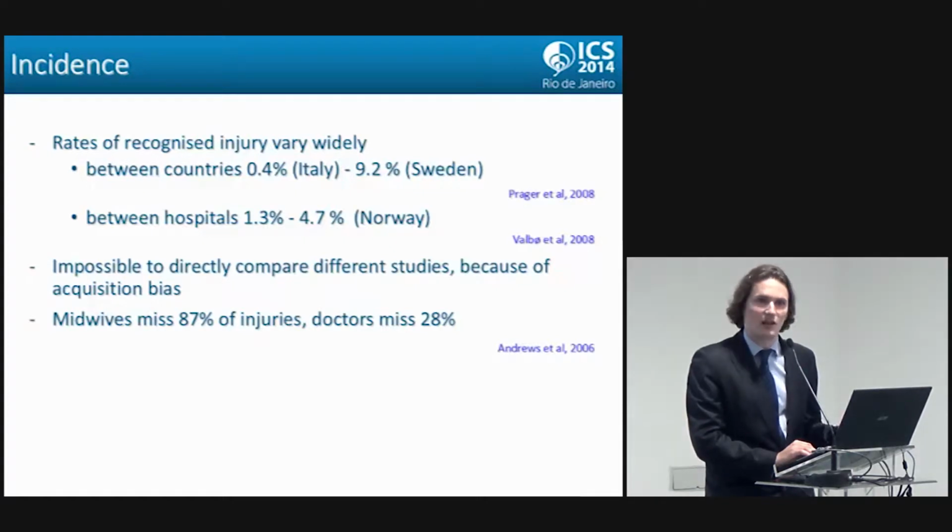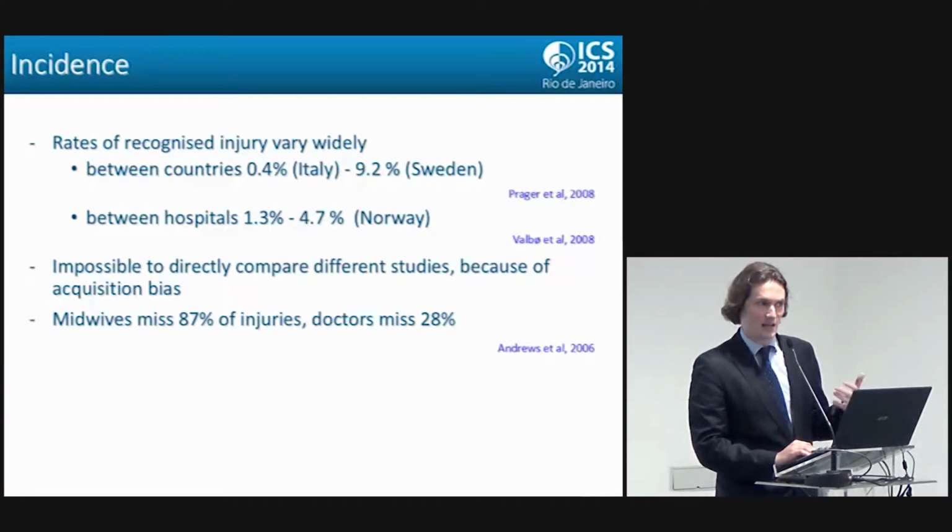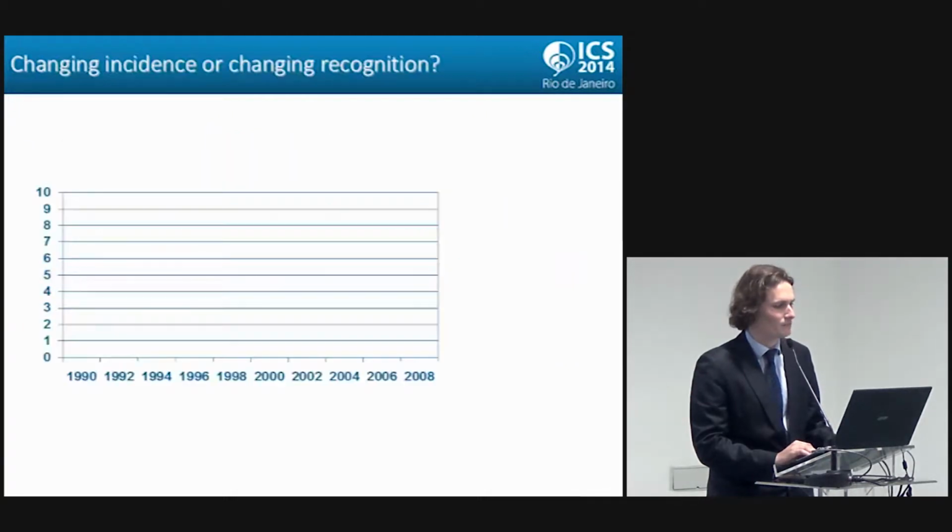There's another really shocking example of this acquisition bias from Vasanth Andrews when he was working for Abdul Sultan. And he showed that even at the Mayday Hospital, which you'd expect with Abdul Sultan in charge would have a high level of training and a keen focus on OASIS, even in that setting, the midwives in that hospital were missing a large majority of injuries, and even the doctors were missing around a third of injuries.